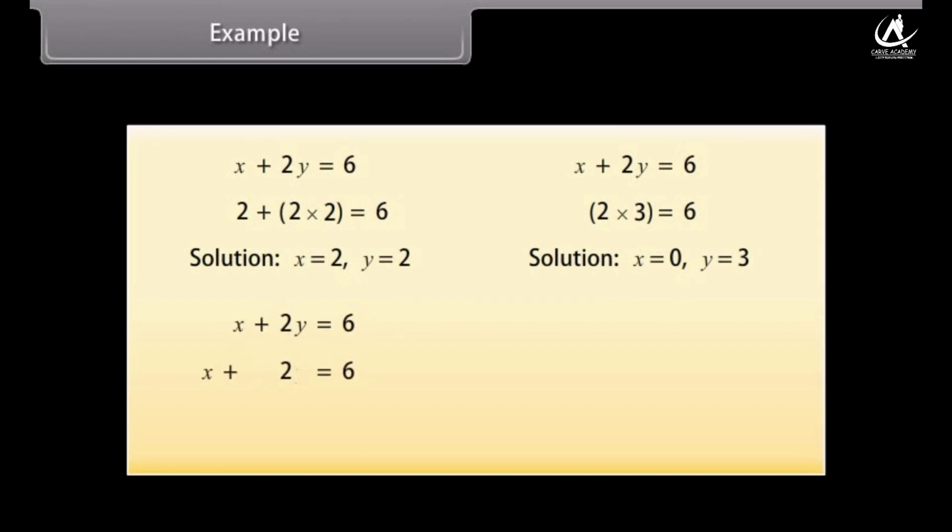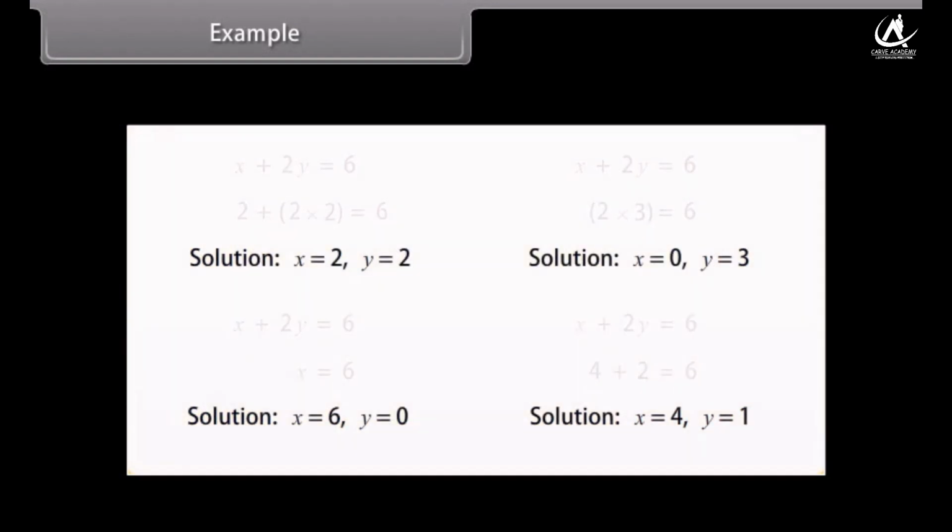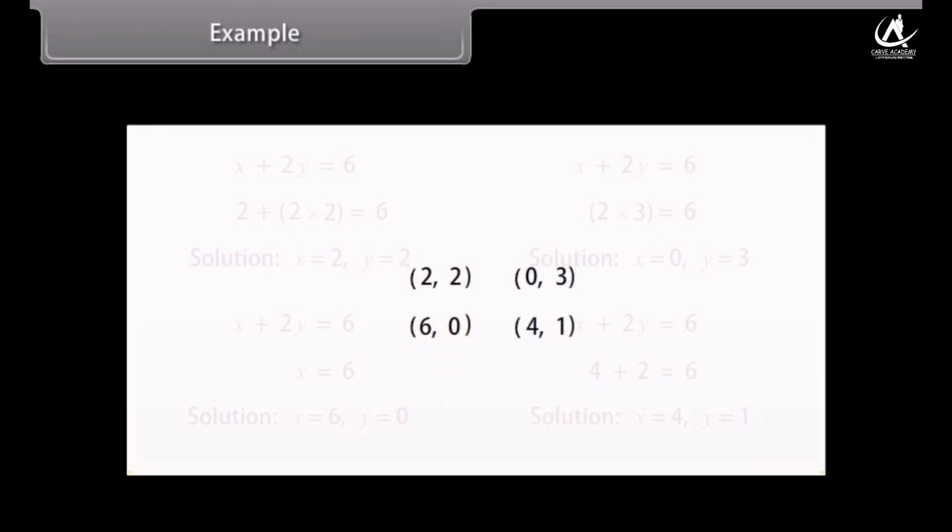Similarly, taking y as 0, the given equation reduces to x as 6. So x is equal to 6, y is equal to 0 is also a solution of this equation. And for the fourth solution, let us take y as 1. The given equation now reduces to x plus 2 is equal to 6, and by substituting x as 4, we get the answer 6. Therefore, (4, 1) is also a solution of the given equation. So the four solutions we get for the given equation are (2, 2), (0, 3), (6, 0), and (4, 1).